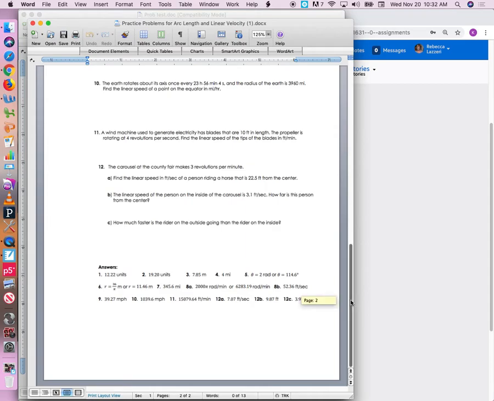Always give me 3 decimal places. That gets you ready for AP Calculus A, B, or BC. Give 3 decimal places. Okay. All right, so there's some more practice.